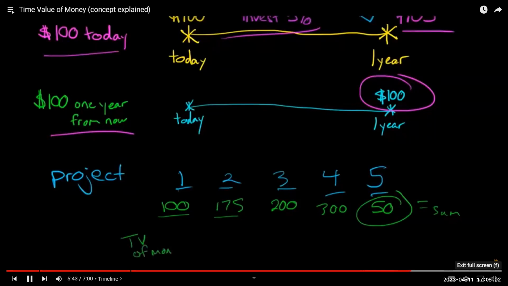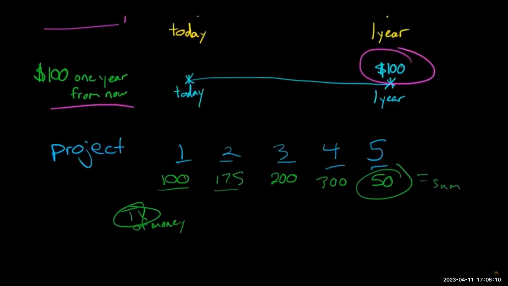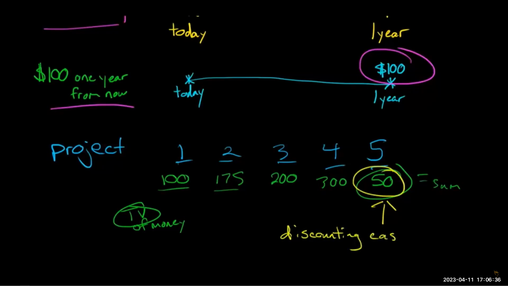And TV, maybe not the best acronym, but the time value of money, we're going to look at this and say, what if we earn 5% interest on all our investments? Then we can figure out what that $50 5 years from now is worth in terms of today's dollars. And when we do that, what we're doing is called discounting cash flows. So that 50 here is a cash flow in year 5.